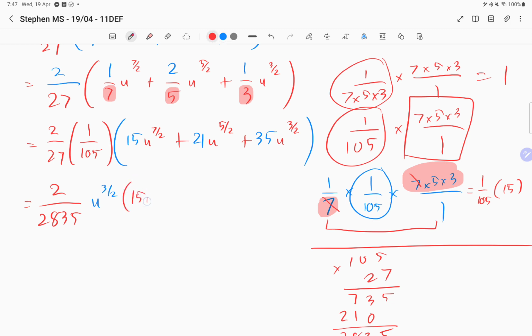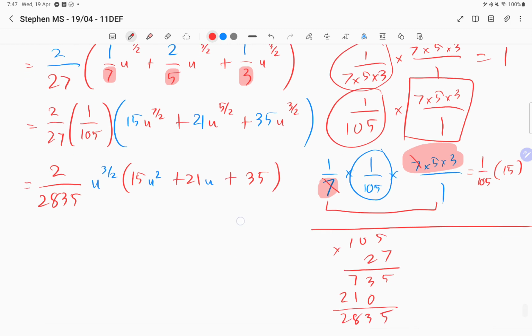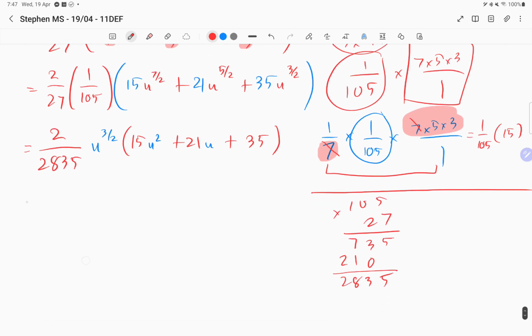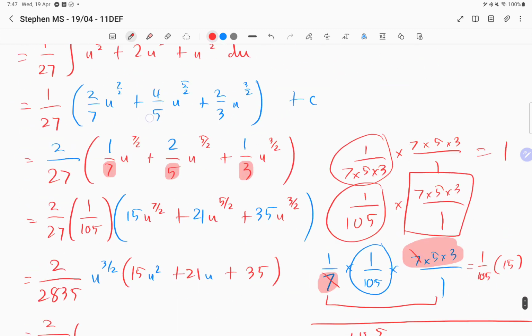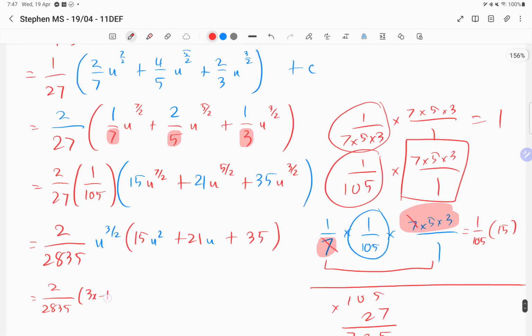It will be 15u to what power? 4 over 2, which is 2, because 4 over 2. And then the next term will be plus 21u, just u, that's it. And then the last one will be plus 35. Anything? No, because you already took it out. And then you would get 2 over 2835 of, what was it again? 3x minus 1, 3 over 2.